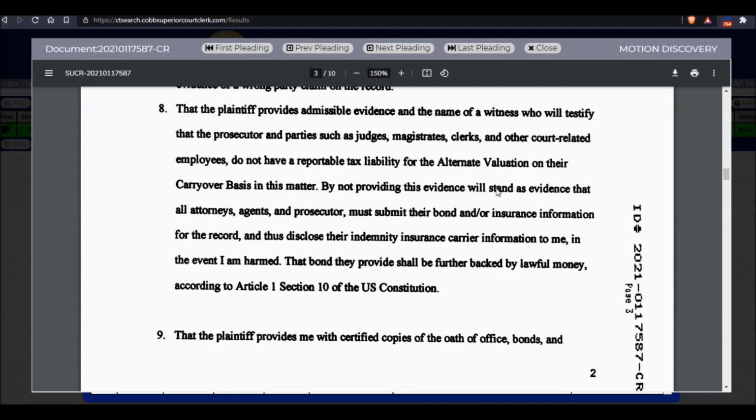And then it goes, by not providing this evidence will stand as evidence that all attorneys, agents, and prosecutors must submit their bond. And see, this is trash. They're not obligated to submit any bond. There's no law saying that they have to. The onus and responsibility is on you to get that and use that to hold them by the balls.